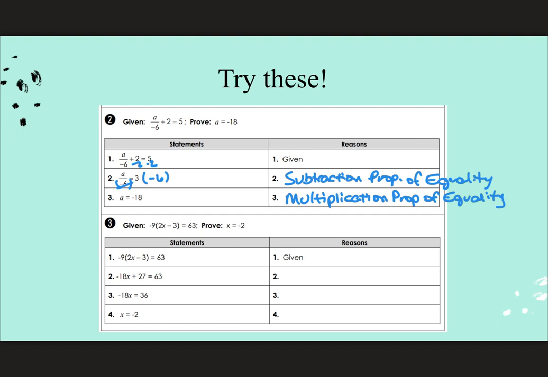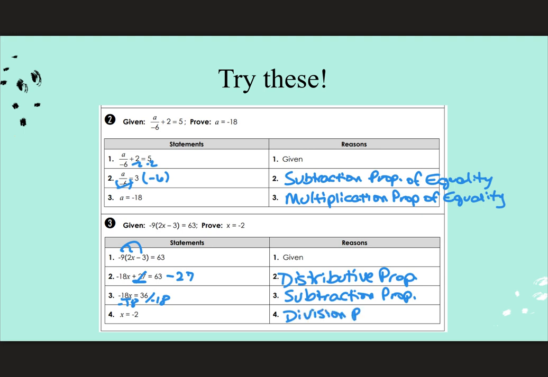All right, then for this one, we are given that statement, and we're trying to prove that x equals -2. So it looks like the first thing we did was distribute. So that is the distributive property. And then we got rid of the 27, so we had to subtract 27. So that is the subtraction property. And then finally, we would have divided by -18. So that is the division property. And that is how proofs work. So welcome to proofs.